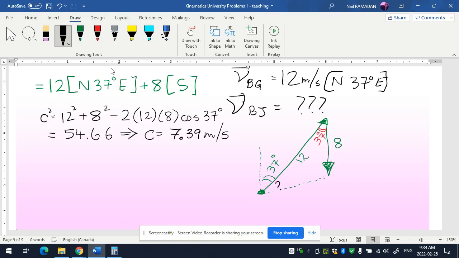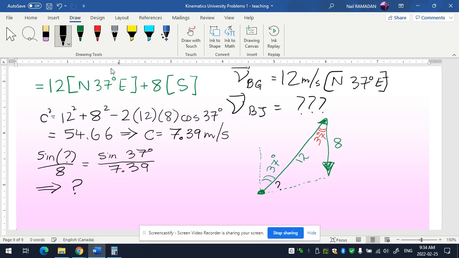All right, so obviously sine A over a and so on. So sine, I don't know it, so I'm going to call it question mark over a, where a is 8, equals sine of the other angle that you know, divided by the side opposite to 37, which is why we did the cosine law in the first place, to get 7.39.